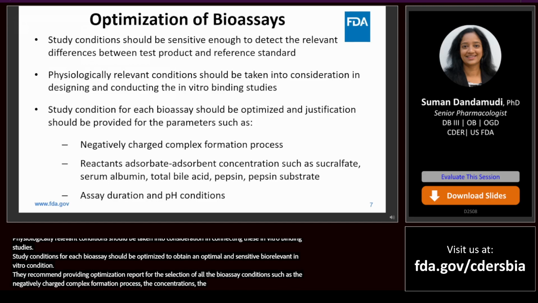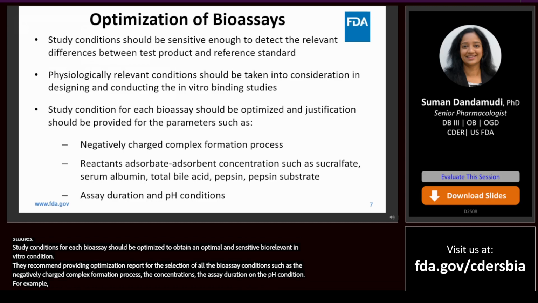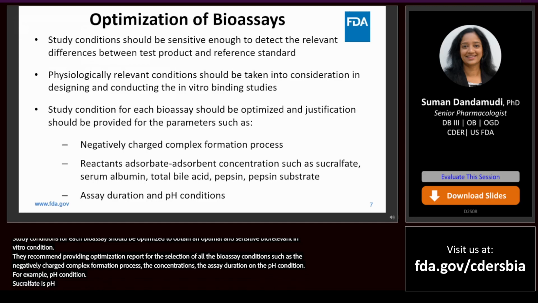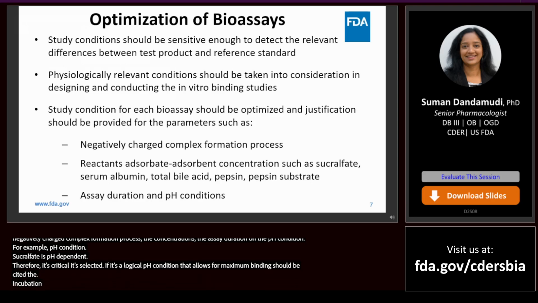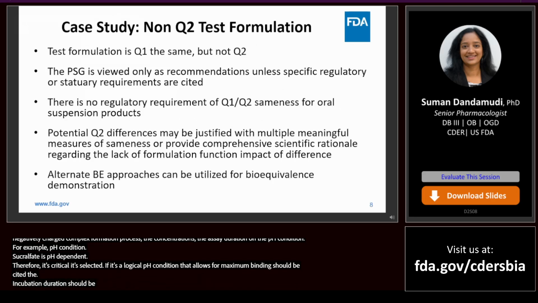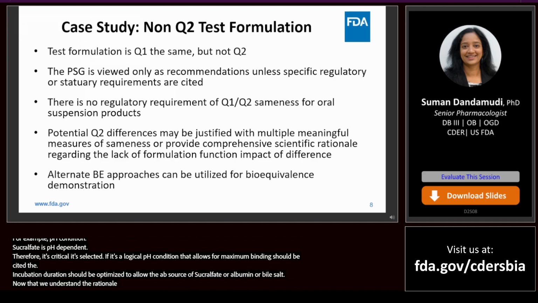For example, pH condition. Sucralfate activity is pH dependent. Therefore, it is critical that optimal pH is selected. A physiological pH condition that allows for maximal binding should be selected. In case of assay duration, incubation duration should be optimized to maximize the adsorption of sucralfate to either albumin or bile salt.